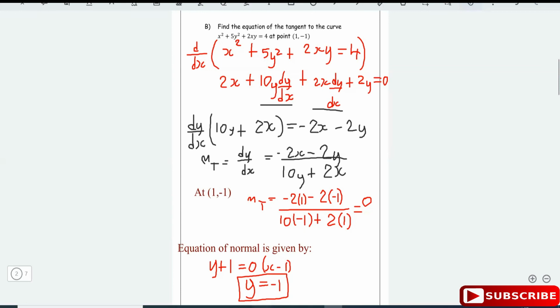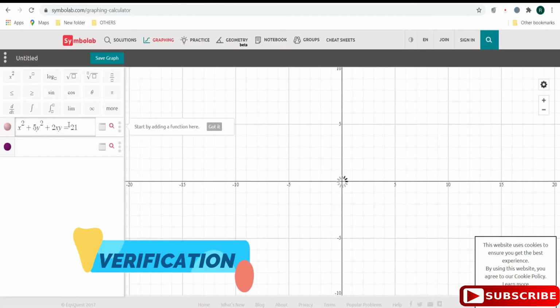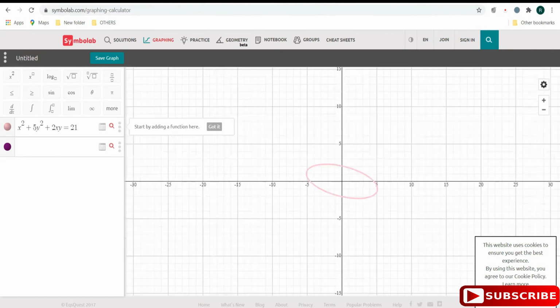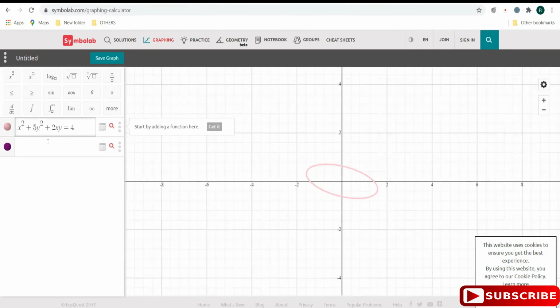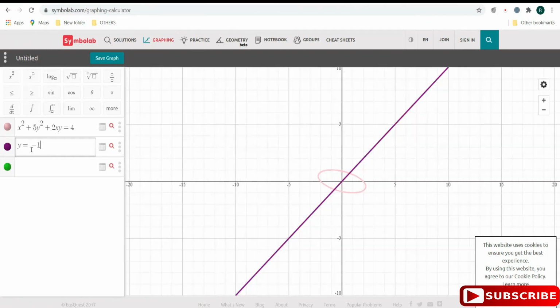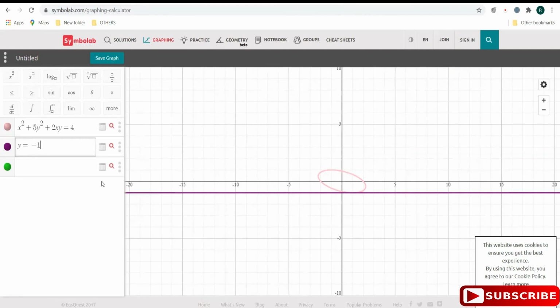Now, was that the curve? Let me check back again. x squared plus 5y squared plus 2xy equal 4. This is what we have. And what I want you to observe is I'm going to draw the line y equal to minus 1. Okay, there we go. Look at that.